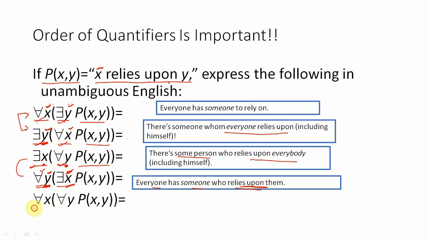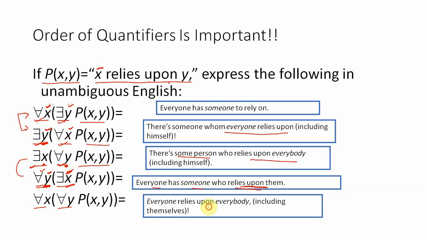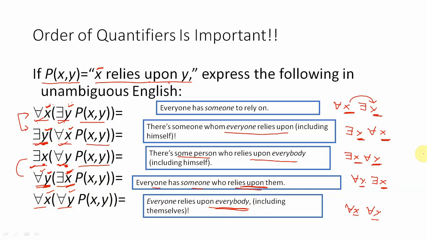Now, if I have for all x, for all y, it simply means everyone relies upon everybody. All the values of x and all the values of y are related to each other. So ordering is very important.